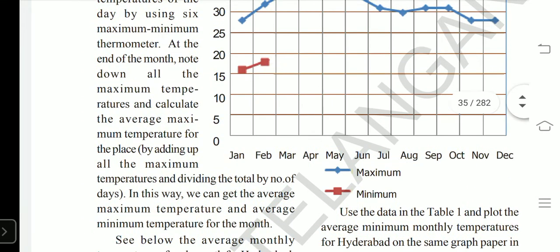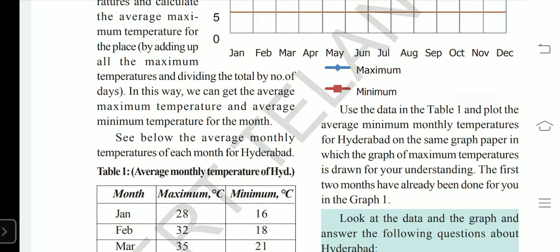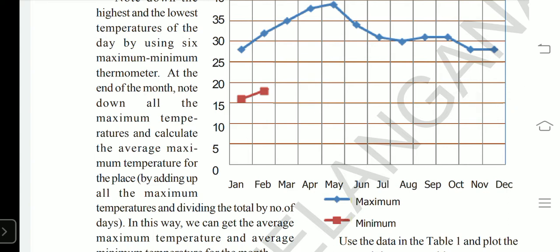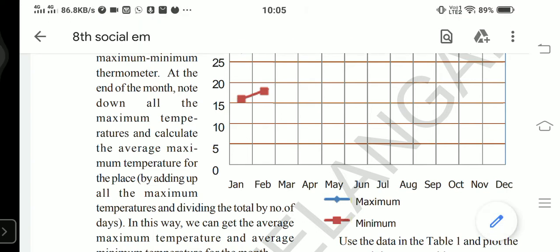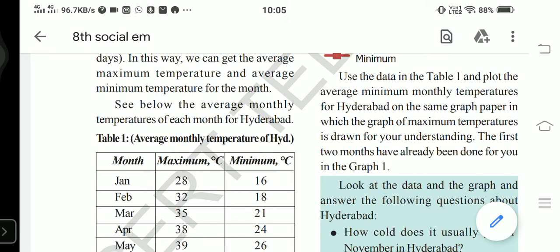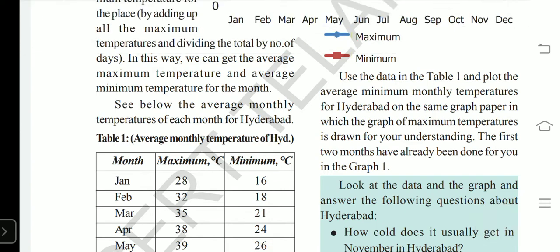It is a home assignment for you. You do it, okay? For your understanding, two steps I've done for you. January, it is 16. So in the month of January, the average minimum temperature is 16, so the dot is recorded here. Similarly, for February, how much is there? Going back to the table, that is 18 degrees centigrade. Minimum we have to record. Already maximum is done for you. Minimum you have to record.